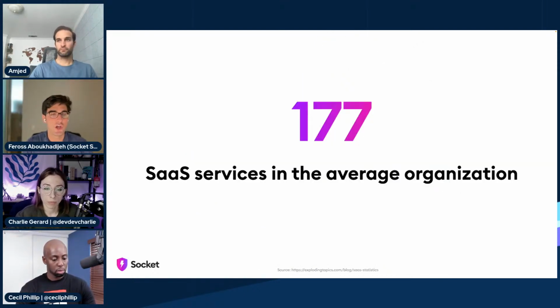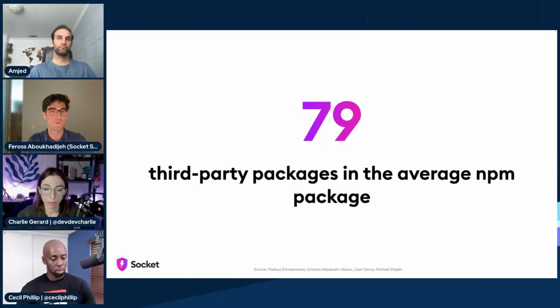If you look at the average company today, they have around 177 different SaaS services that they're using, and then if you go to the open source side of it, the average package that you would install from npm itself brings in 79 third-party packages. So you just have this sprawling set of other people out there, other companies, other individuals that you're depending on every time you install a package. This is a hard number to believe, I think, for a lot of people, but actually it's true. The average package has 79 other packages that it depends on. And so those all get installed whenever you install one package.